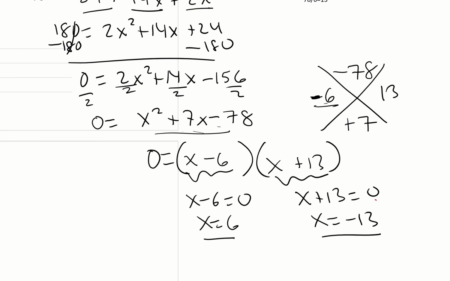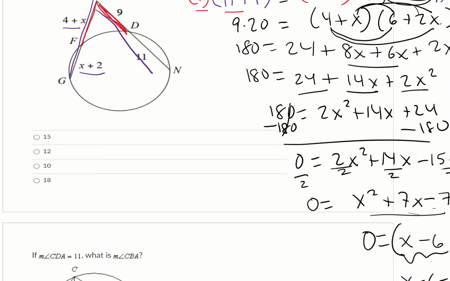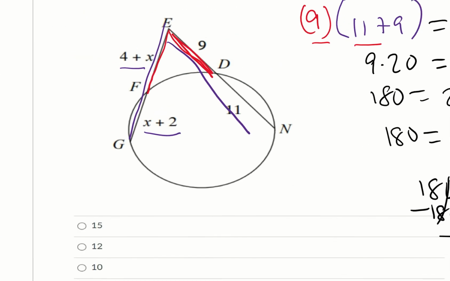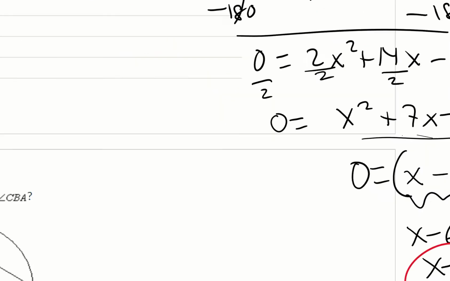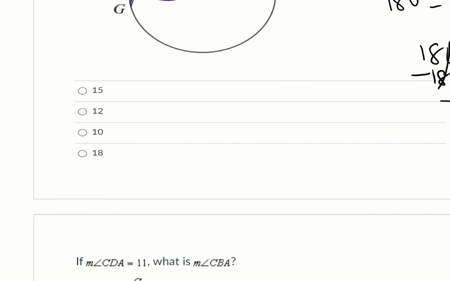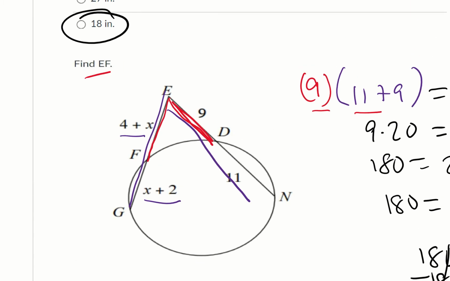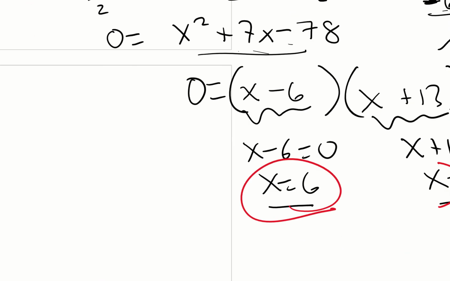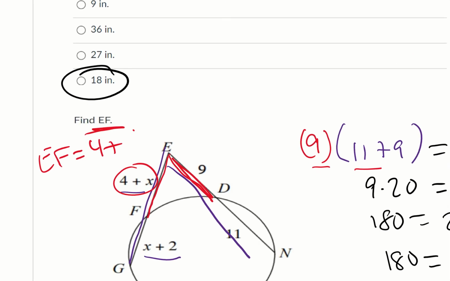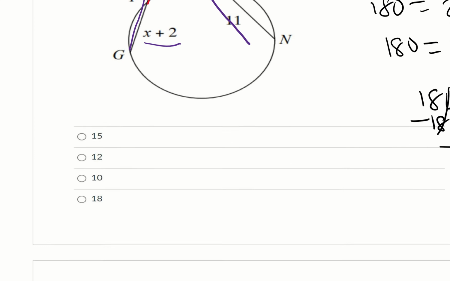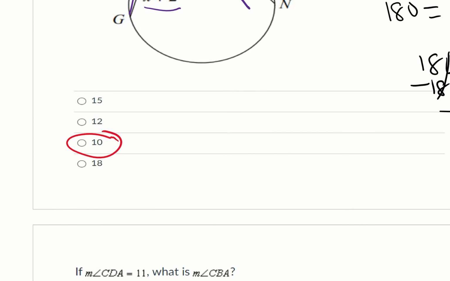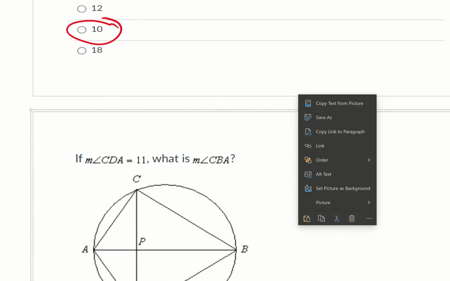Only one of these makes sense, though. It doesn't make sense to have a negative solution. So we're going to have x equal to positive 6. It doesn't make sense to have negative because you have lengths here, and you can't really have a negative length. So x has to be 6. Now, they're not asking for x here. They're finding EF. So we're going to plug into EF. Now, we know EF is 4 plus x. So we got 4 plus, and then x is 6. So we got 4 plus 6, which is 10. And there's our final result. So that one was a little tough because of the quadratic and so on.